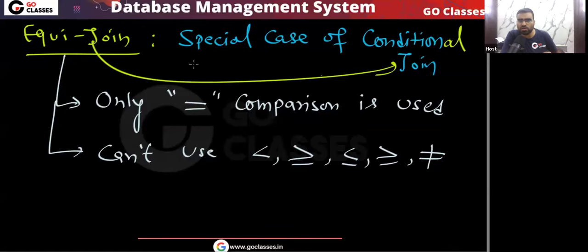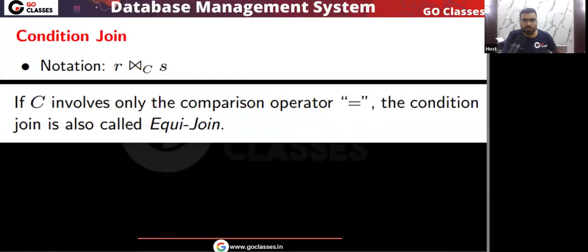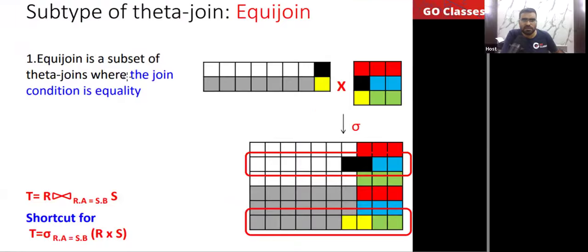Remember, every equijoin is also a conditional join. This is your conditional join. If C involves only this comparison operator, the equality operator, then we call it equijoin. So this is the definition. The condition is equality. That's it. You are using the equality condition.